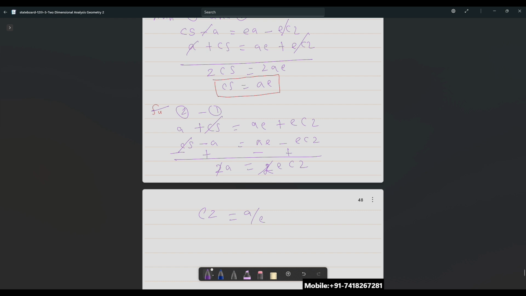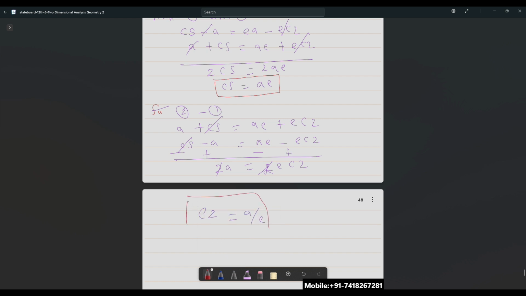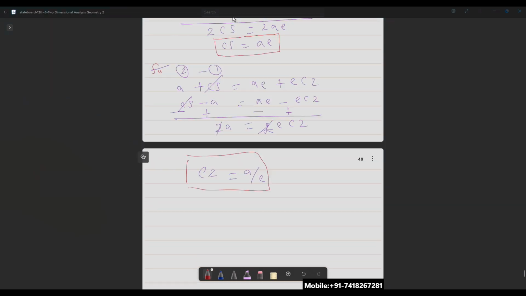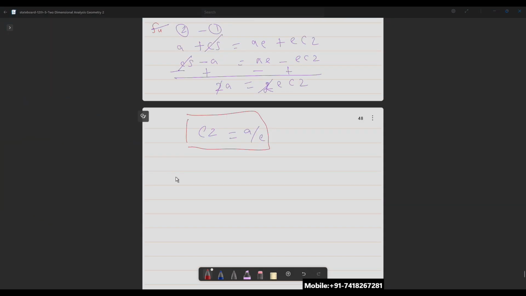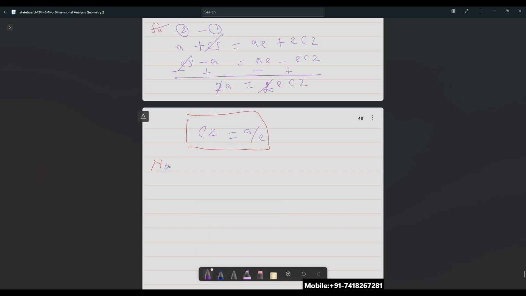Okay, now we have another result here. So finding CS and CZ are not enough. So we have to consider now a point P(x, y) on the parabola.